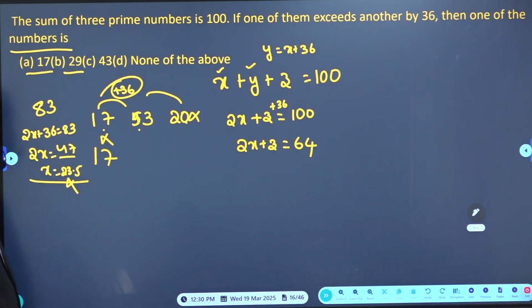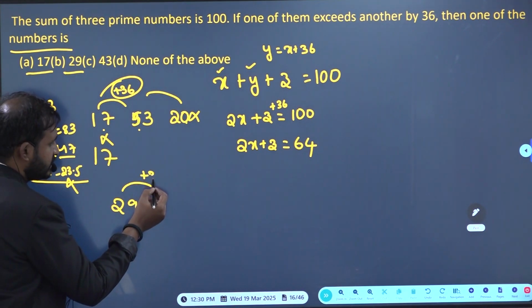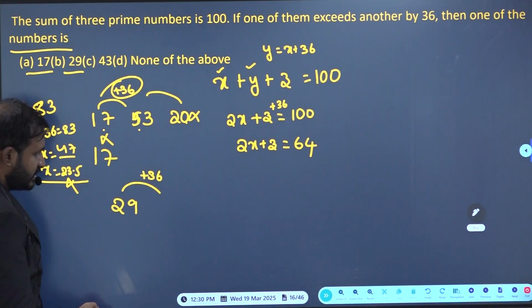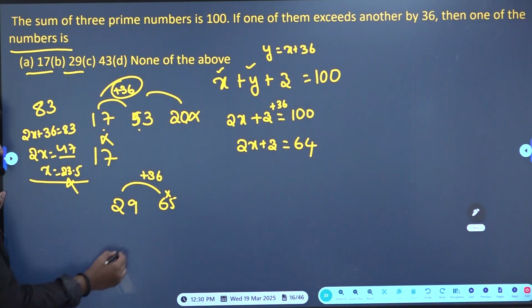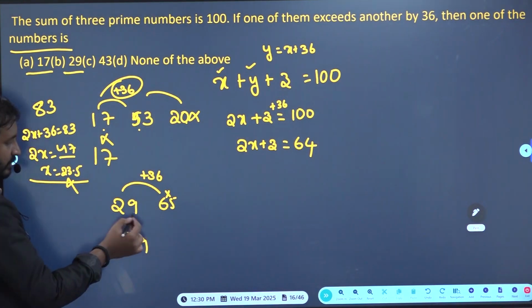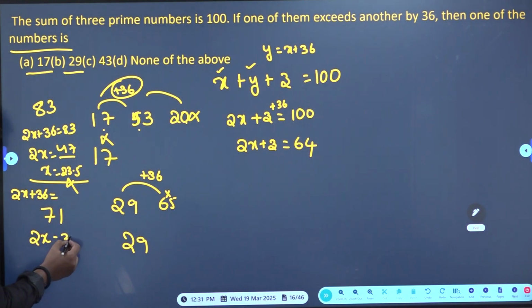Now I will think that the other number is 29. Second option, 29. If I assume that my second number exceeds it by 36, 29 plus 36 becomes 65. Is 65 a prime number? No, it is not a prime number. So it is not exceeding 29. Now I will go with 29 and the sum of the other two. If one number is 29, the sum of the other two numbers becomes 71. And one exceeds the other by 36, right? So 2x plus 36 is equal to 71. Then the 2x value will become 35. Here also the same problem. So there is no chance for 29 here.